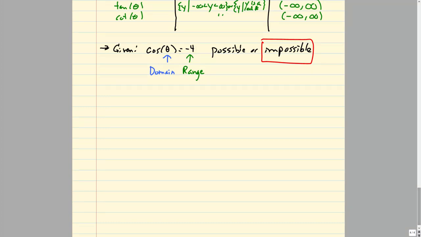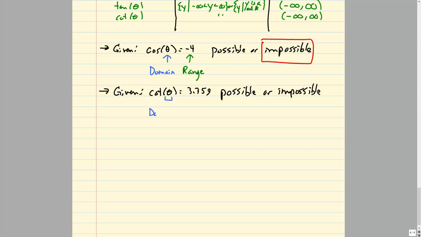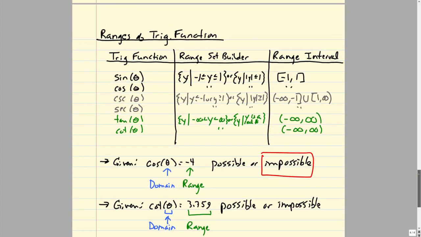Okay, let's go ahead and look at another example. For this one, I will be given cotangent theta equals, we'll make up some decimal, 3.759. And again, I want to know, is this possible or impossible? Well, theta, just like it was above, is my domain. And this 3.759 is my range. So I want to know if 3.759 is in the range of cotangent.